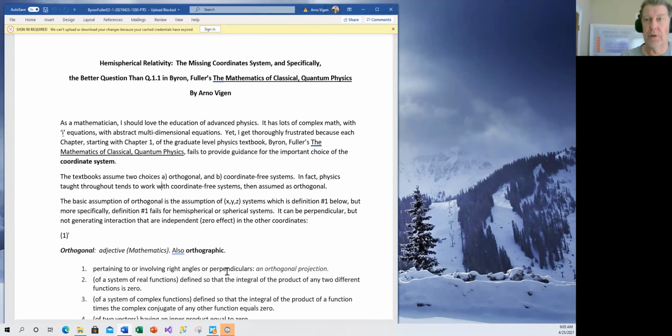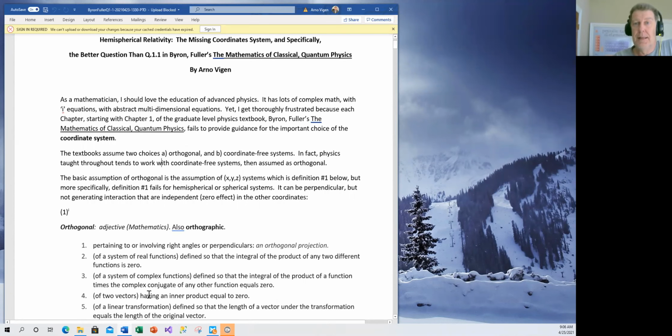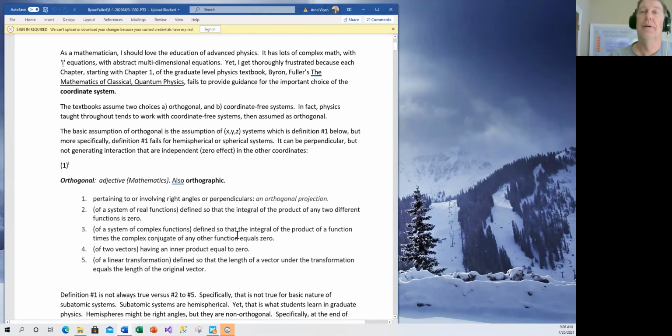So the other definition is a system defined so that the integral of the product of any two functions is zero. Well, that's a very mathematical definition. But basically it means that their inner product is zero or that they are independent. All of these wordings here will tell you nothing except that they are independent.